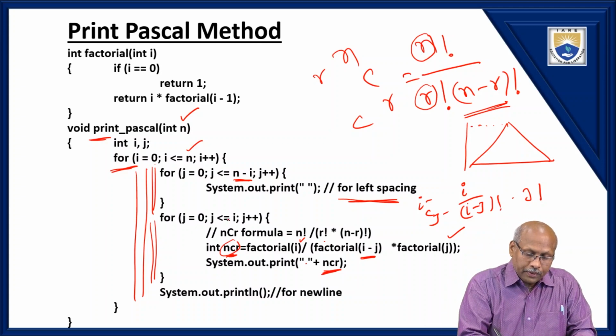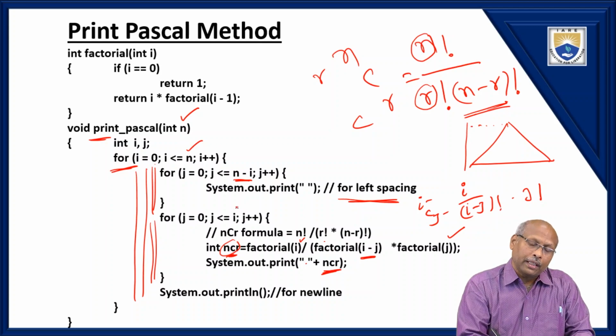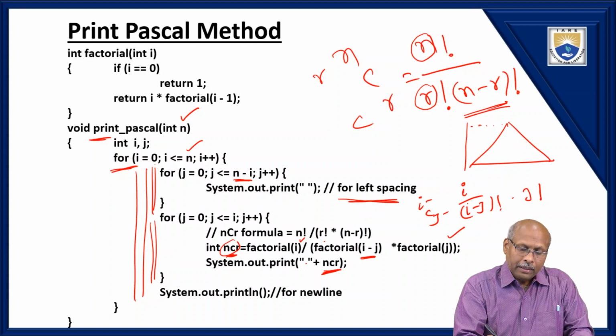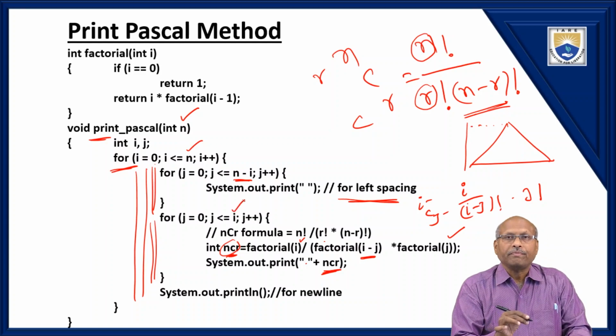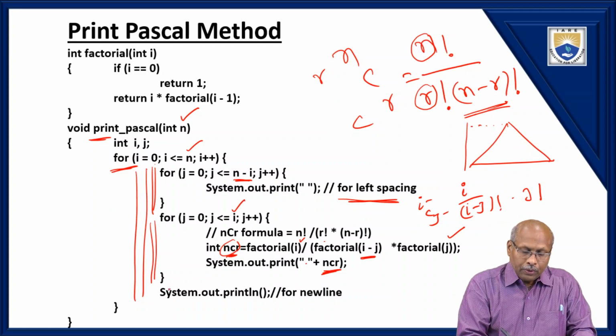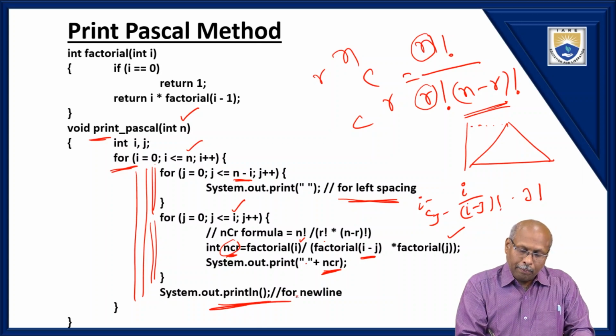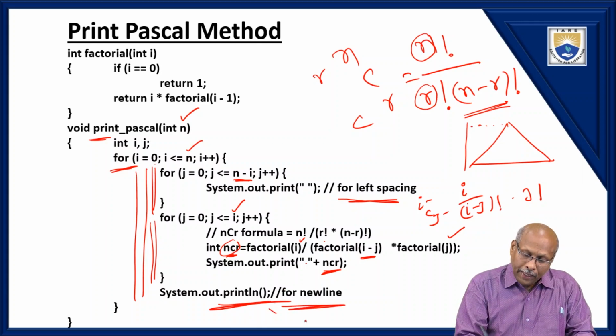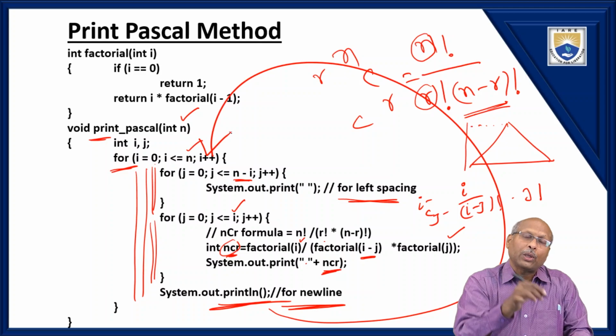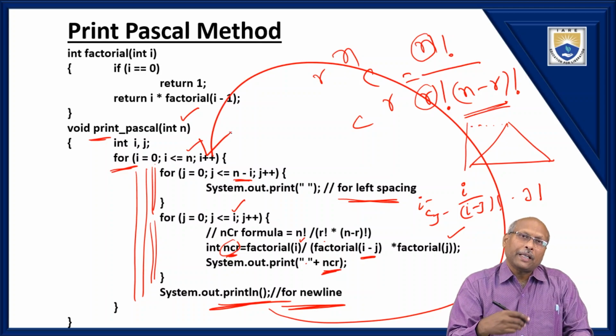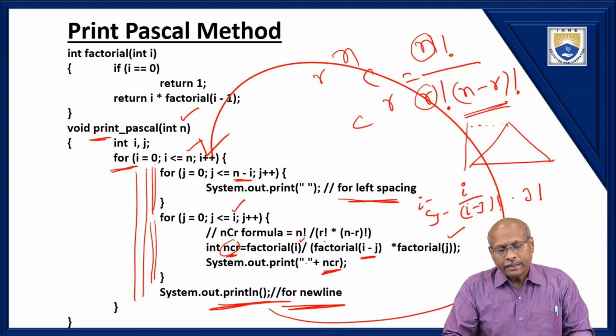So now this loop repeats how many times? If i is 1, one time. If i is 2, two times. If i is 3, three times. So like this it will repeat. Fine. So now after printing one row, it has to come to the next line, a new line. So repeat this process for all the rows. So this is the way the Pascal triangle will be printed on the screen.